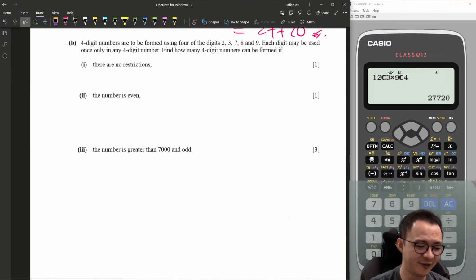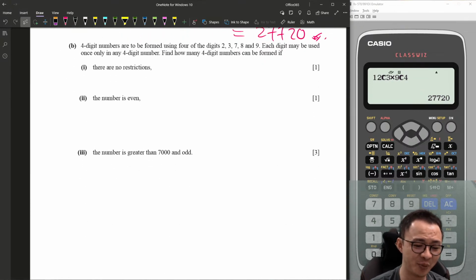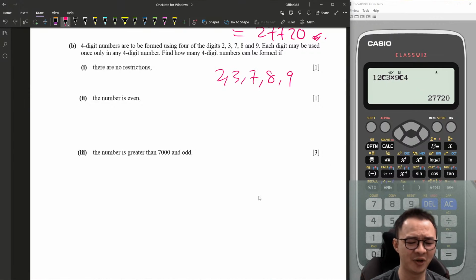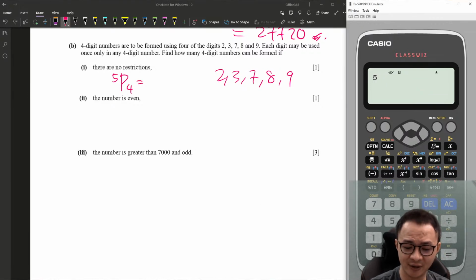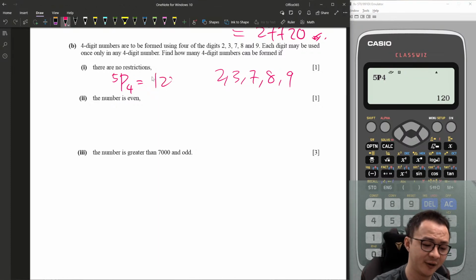Right, 4 digit numbers are to be formed using the digits 2, 3, 7, 8, 9, which is 5 digits. I want to choose 4 from it. And no restriction. The digit arrangement matters, so we'll use permutation. So it's 5P4. Then we use a calculator, 5P4. What do you get? 120.